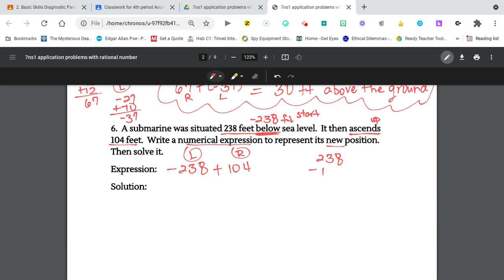Let's subtract. Okay, so it's more left, or we could say it's still below water, so it's going to be negative 134 feet relative to the position it started out with. So now it's at 134 feet below sea level instead of 238 feet below sea level.